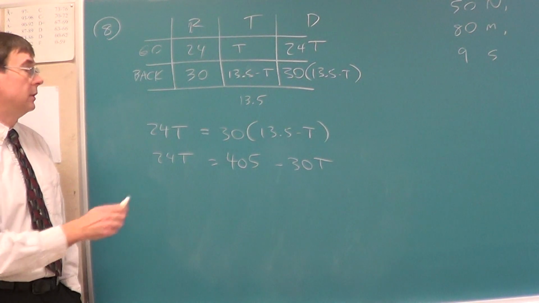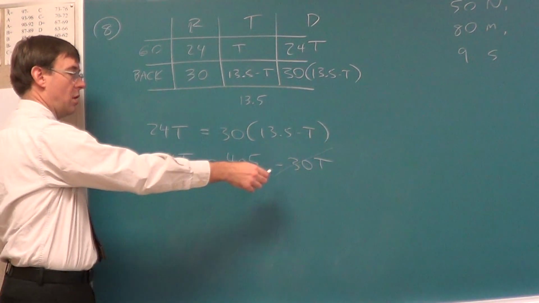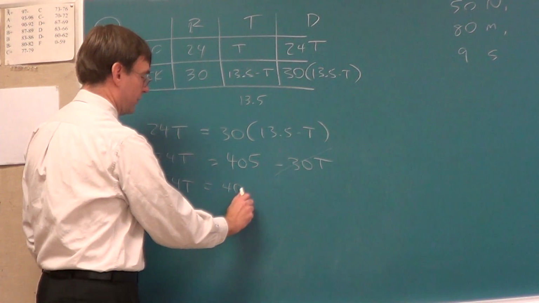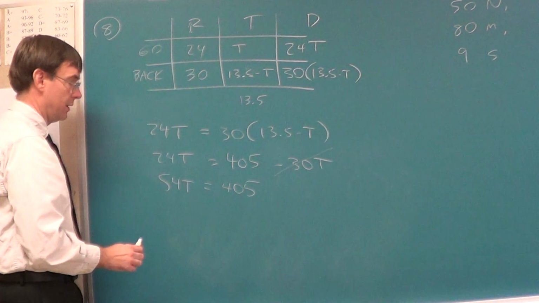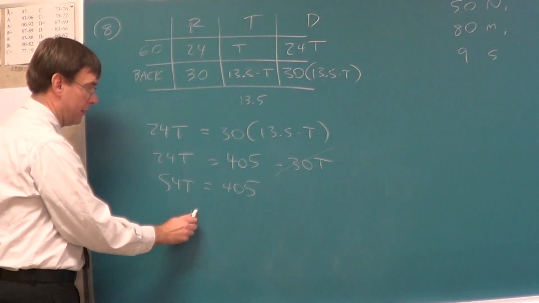Did you add 30? Add the 30. We need all the t's on the same side, so we do an opposite. Adding 30 gets us up to 54t. It's 405. Then divide.